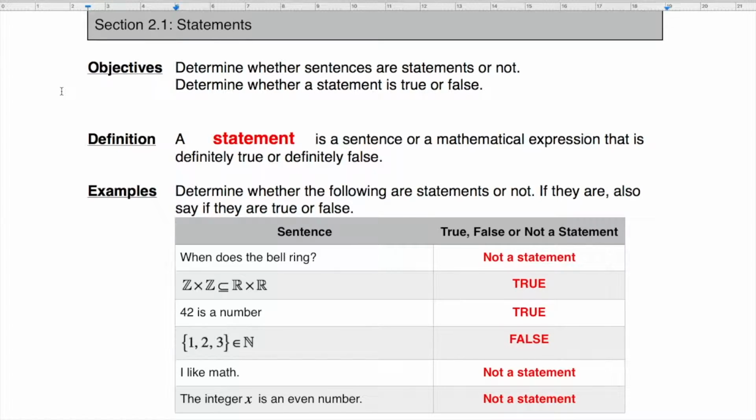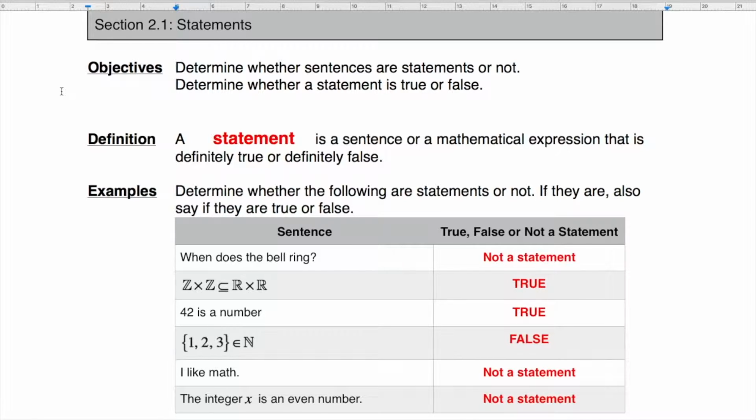Number 1, when does the bell ring? This is a sentence, but it's obviously not true or false, so it's not a statement. Sentence 2, Z cross Z is included in R cross R. This is a statement, and it also happens to be a true statement. So once we have determined that a sentence is a statement, then we can talk about whether it's true or false. This one is true.